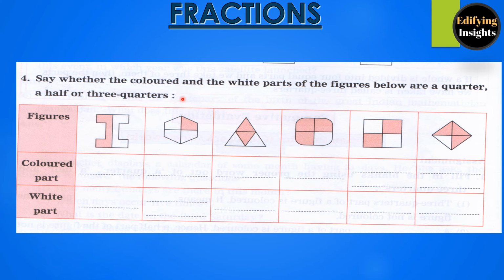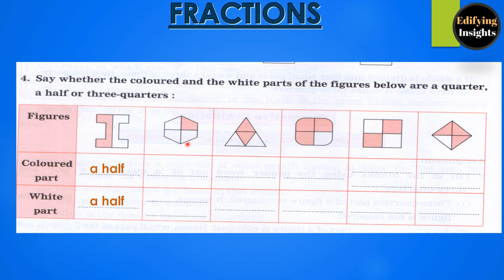Say whether the colored and the white part of the figures below are a quarter, a half, or 3/4. Children, here some part of the figure is shaded, so we have to find out whether it is a quarter, a half, or 3/4, and we have to write it here. Here we have the letter I, of which half the portion is shaded, colored. So the colored part is a half. The white part is also a half.